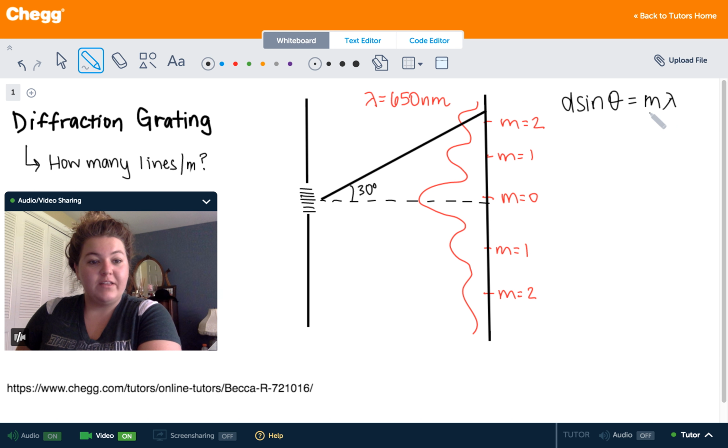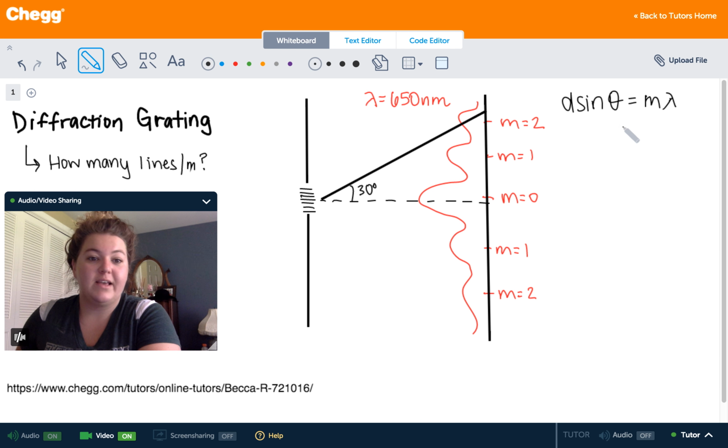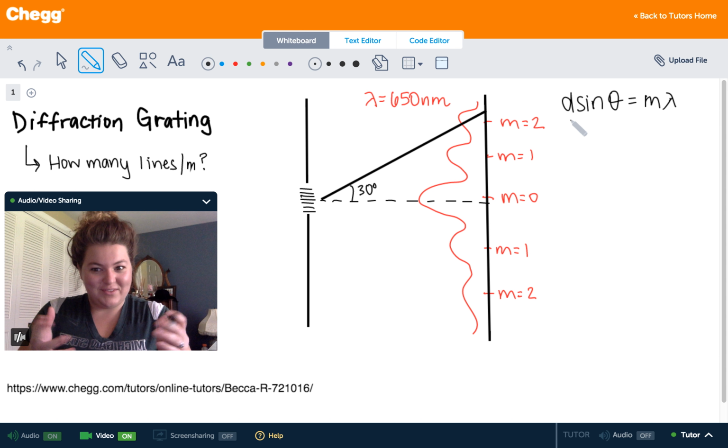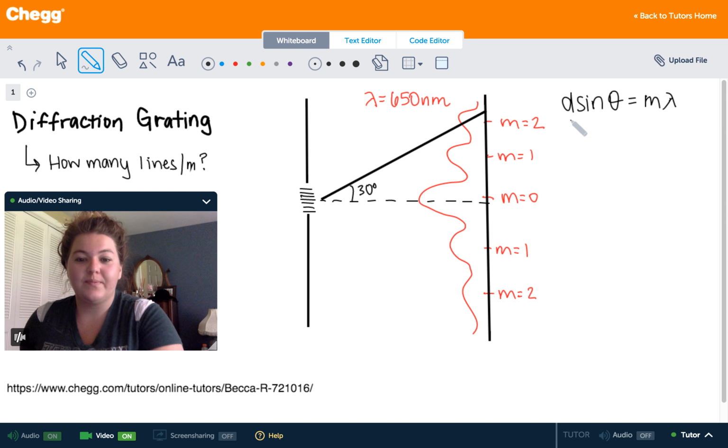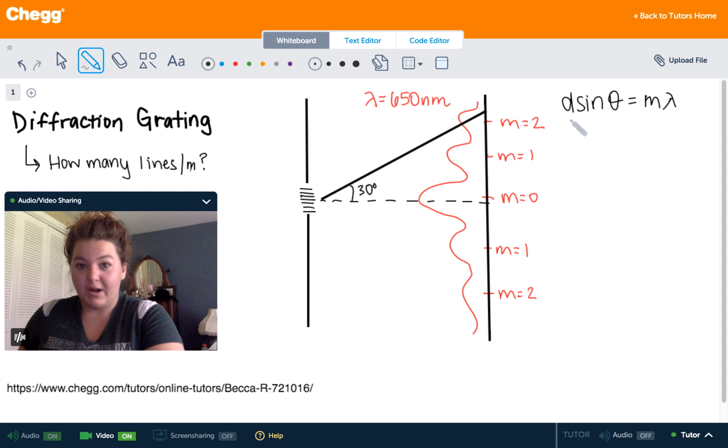So here the m value is the order of the fringe, where the central max is order 0 and the fringes on either side go up in increments of 1. Lambda, of course, is the wavelength, and the angle is between the central max and whatever. And d is the slit spacing. In the double slit, it's the spacing between the two slits, but in a diffraction grating, it's the spacing between all of the individual slits of the grating.